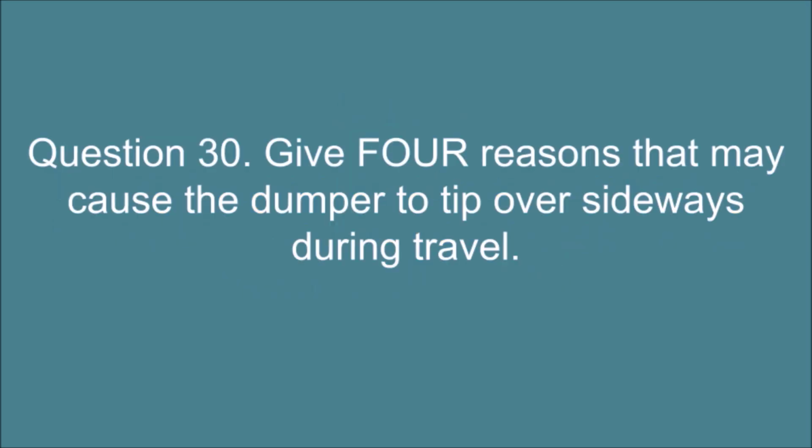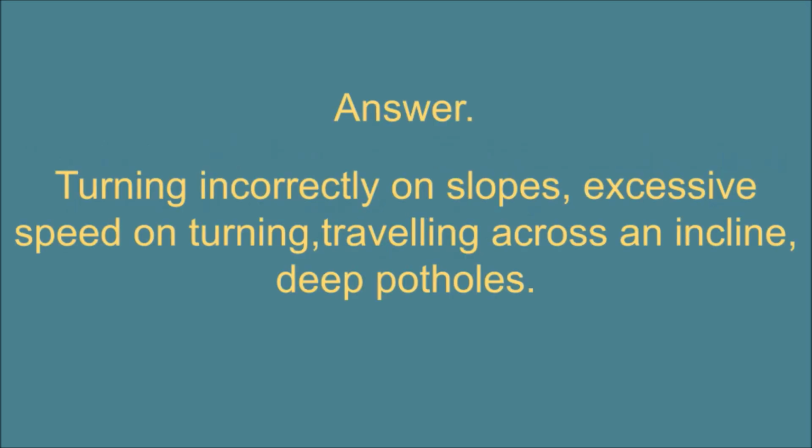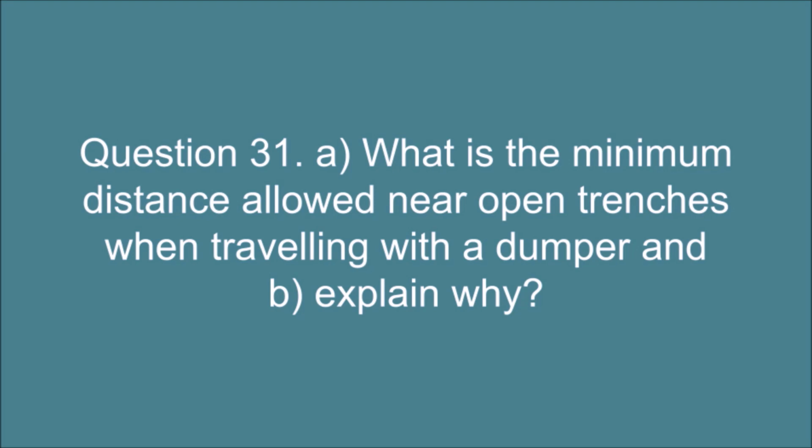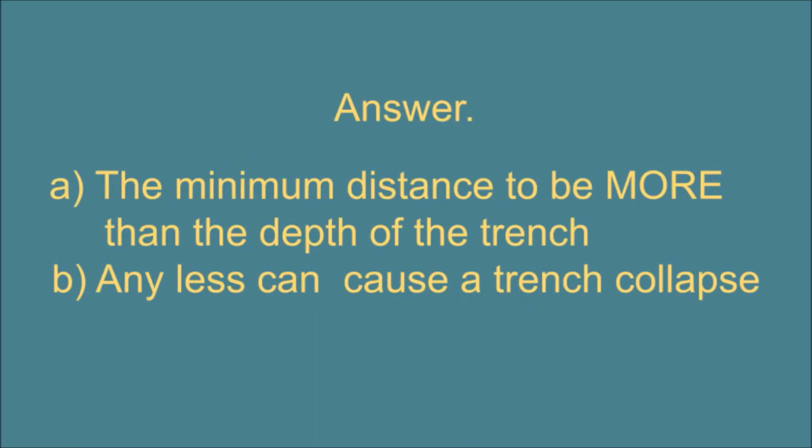Question 30. Give 4 reasons that may cause the dumper to tip over sideways during travel. Answer: turning incorrectly on slopes, excessive speed on turning, traveling across an incline, deep potholes, etc. Question 31. A. What is the minimum distance allowed near open trenches when traveling with a dumper? B. Explain why. Answer: A. The minimum distance to be more than the depth of the trench. B. Any less can cause a trench collapse.